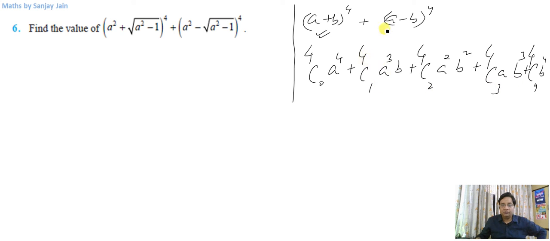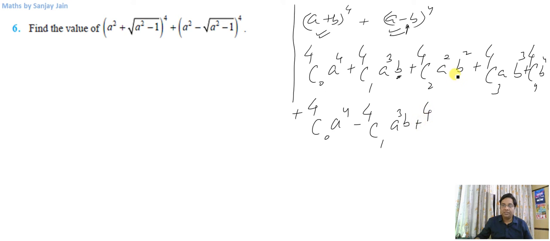Okay, I've written all the terms because these were only 5 terms that I had to write. I wanted to do it by shortcut, but I have written everything, so that is also okay. So 4C0 a^4. Now b is being replaced with minus b. So wherever I have got odd powers of b, I'll have a negative sign. So this will be with a negative sign: 4C1 a^3 b, plus 4C2 a^2 b^2, because b squared or (−b) squared will be the same, minus 4C3 a b^3, plus 4C4 b^4.